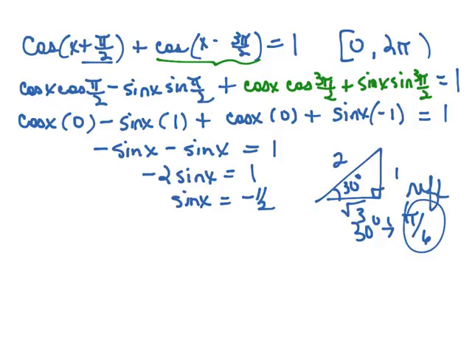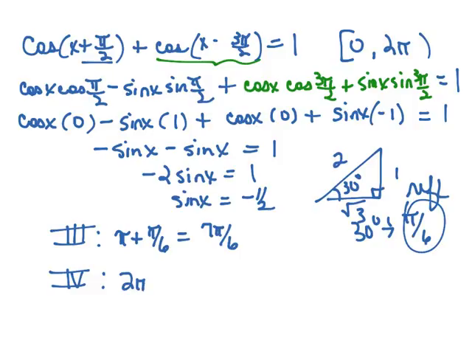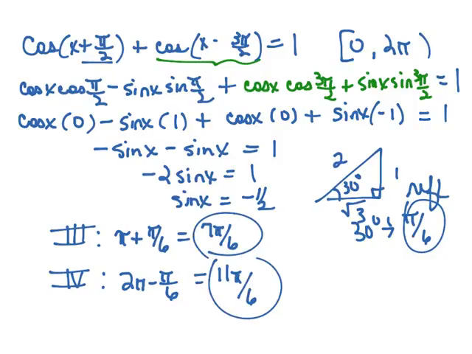So sine is negative in quadrant 3 and in quadrant 4. So in quadrant 3, we're going to take pi and add it to pi over 6 to get our answer when we know the reference angle. And pi plus pi over 6 would be 7 pi over 6. And in quadrant 4, we're going to say 2 pi minus pi over 6. And we'll get a common denominator and subtract these, and we'll get 11 pi over 6. So the solutions to this equation are 7 pi over 6 and 11 pi over 6.